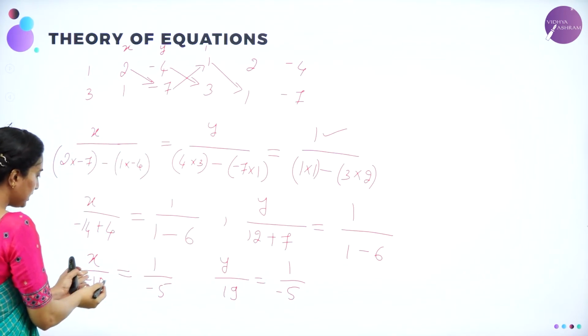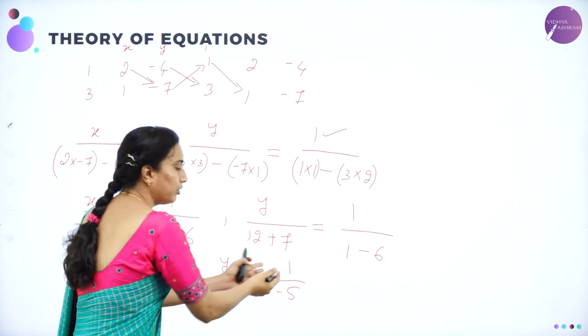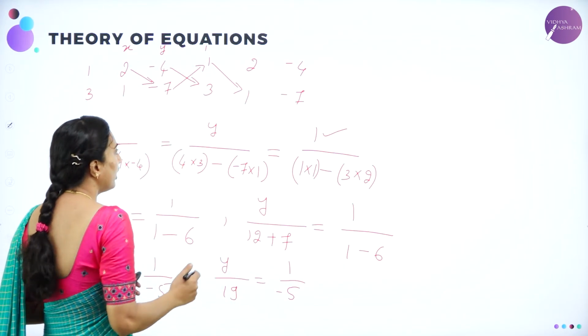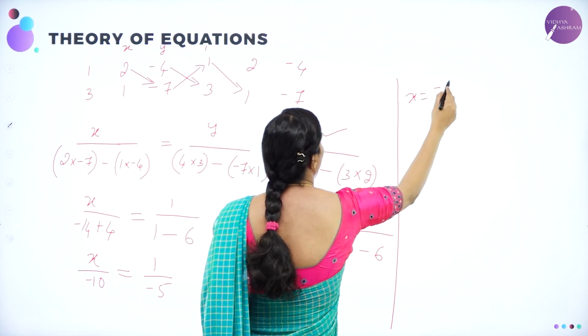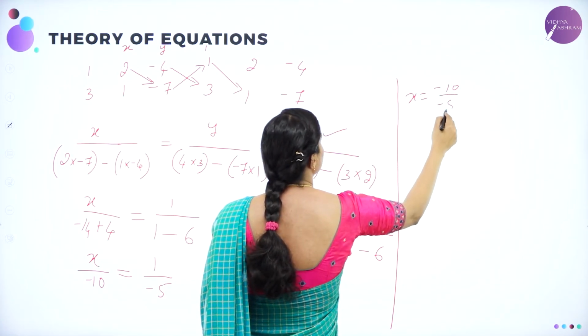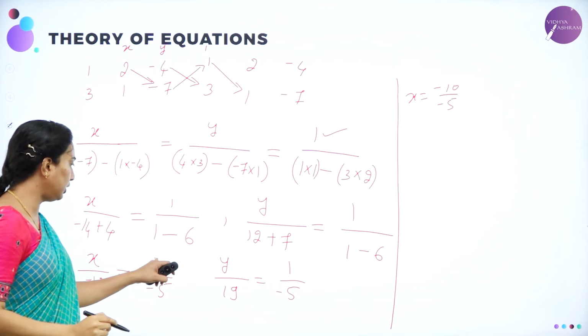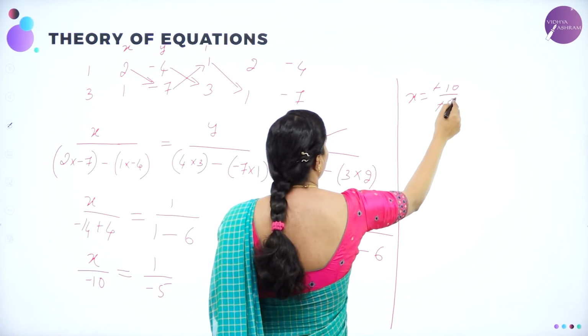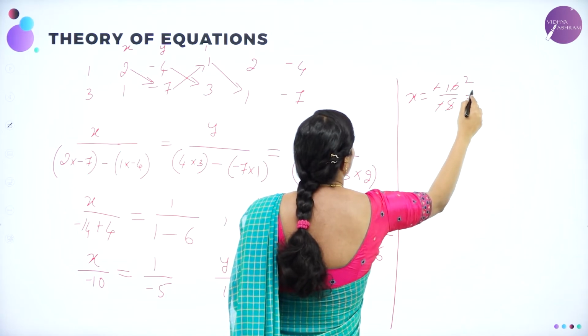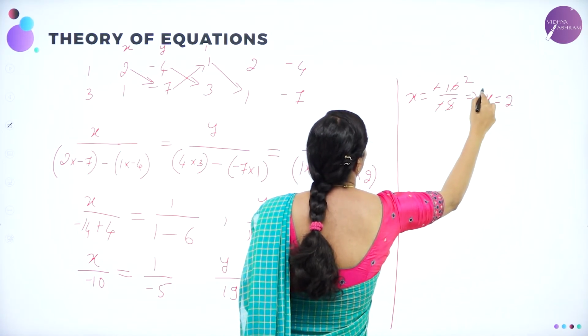See, minus 10 will go to here, 19 will go to here. That's it. So therefore, x is equal to minus 10 divided by minus 5, because minus 10 into 1 is minus 10 only. Here minus minus will go, 5 ones are 5, 5 twos are 10, so x is equal to 2.